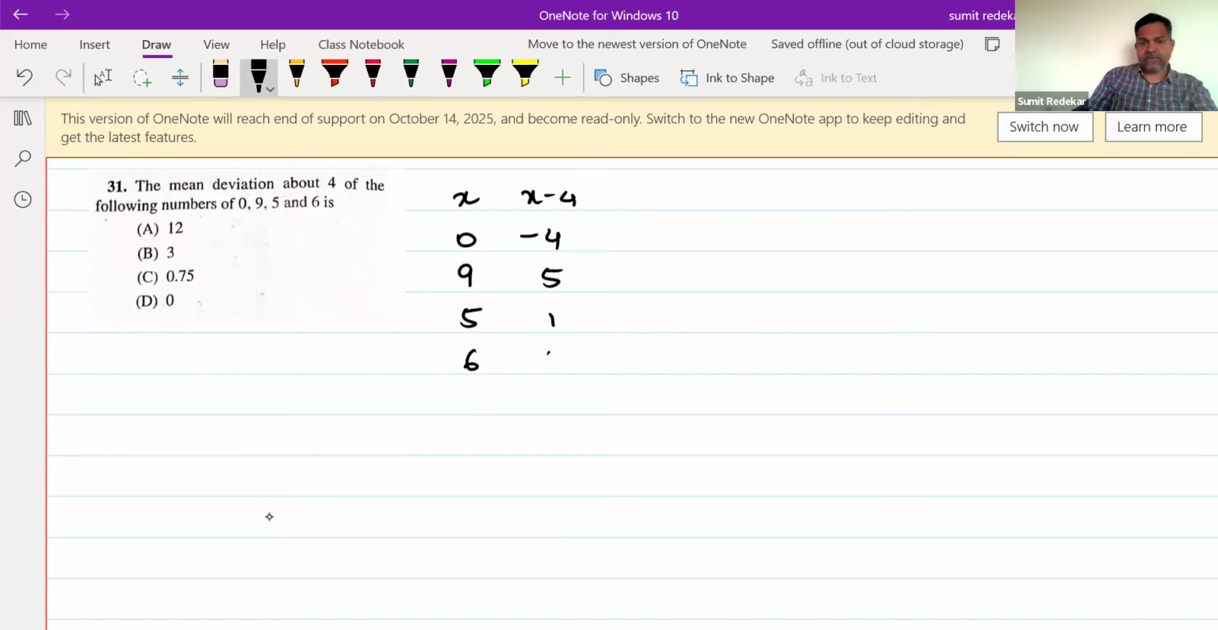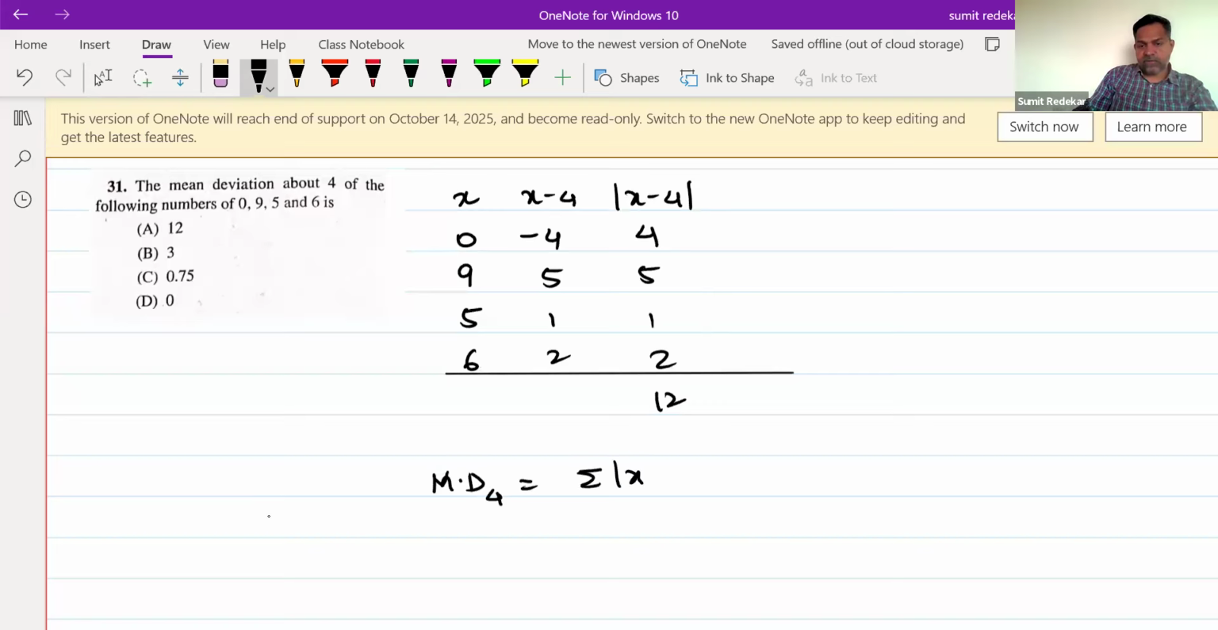Take an absolute value of it, so that's 4, that's 5, that's going to be 1, and this is going to be 2. The total deviation is going to be 6 and 6, 12, 12. So can I say mean deviation about 4 is going to be the sum of the absolute deviations divided by n. That's 12 by 4, and 12 by 4 is 3. The answer to this is going to be B, and that is equal to 3. That is question number 31.